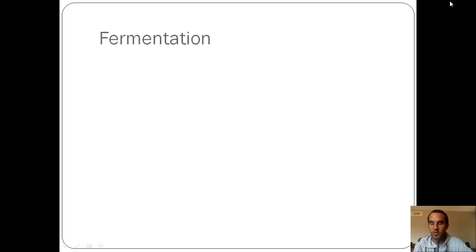The most simple form of the ability for a cell to get energy is fermentation. We're going to study it first using yeast, and we're going to make root beer. Fermentation you could think of as the most primitive. If you think of when cellular energy first evolved, fermentation would have been one of the first processes that early cells could have done.